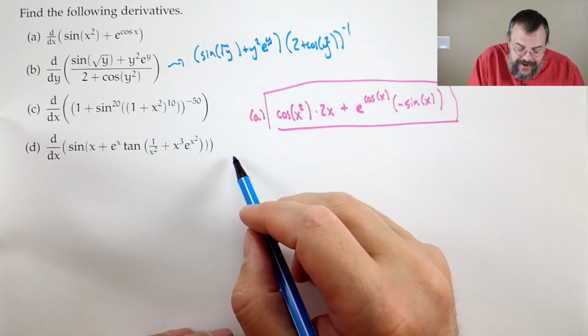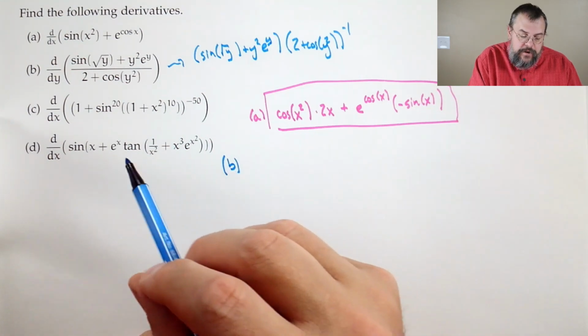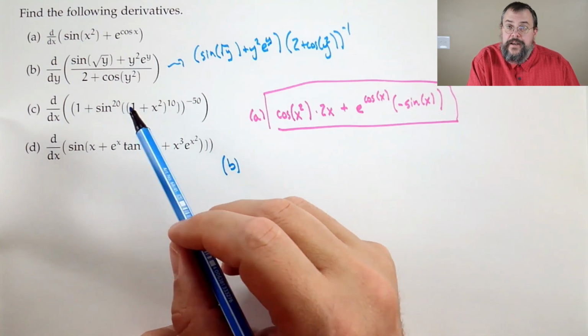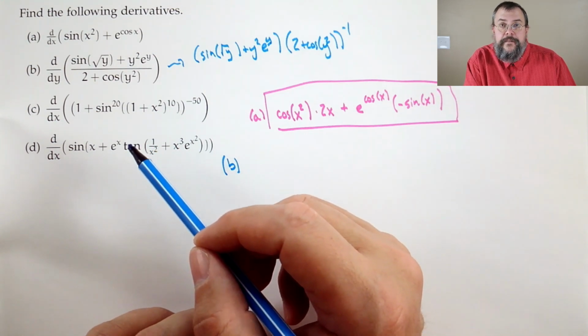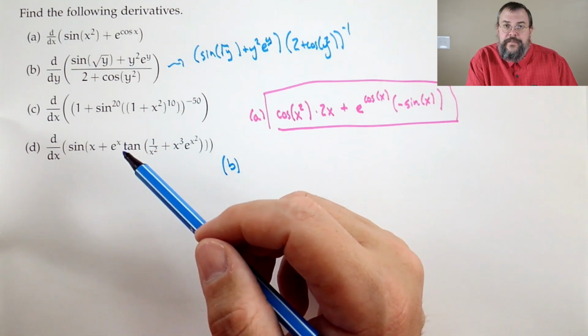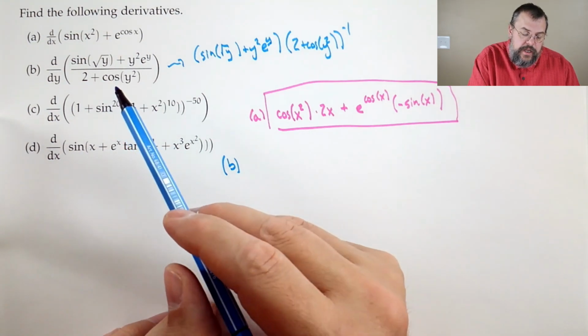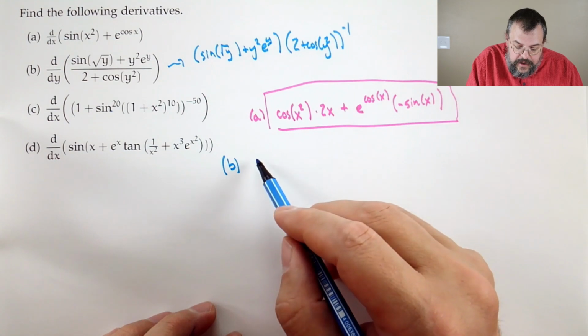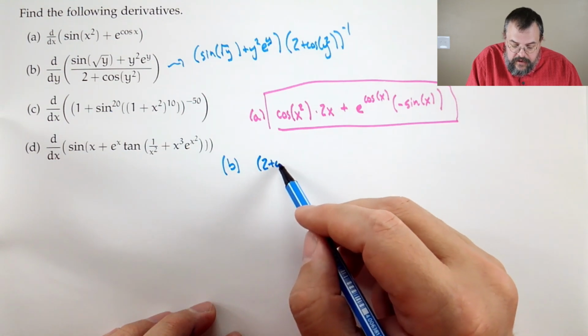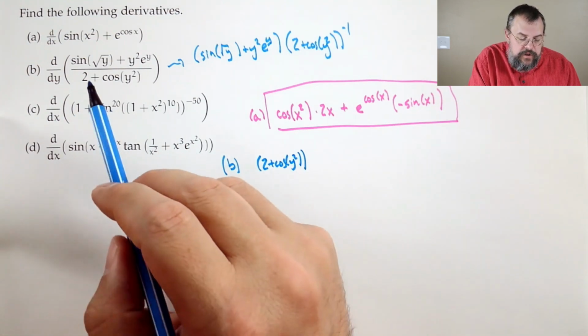All right, so part B. What does the quotient rule say? You can remember it however you want. A lot of people say low d high minus high d low, and if that helps you, that's fine. I usually say you take the bottom, so that's 2 plus cosine y squared, just the bottom straight up, times the derivative of the top.